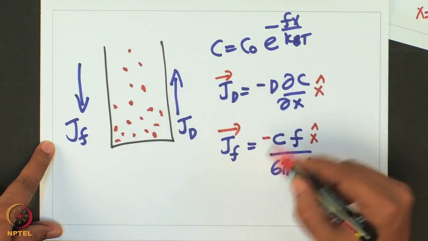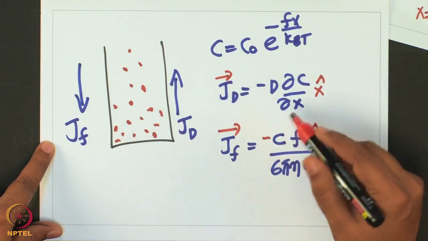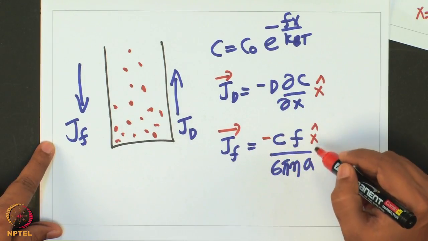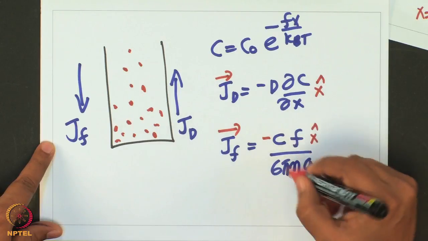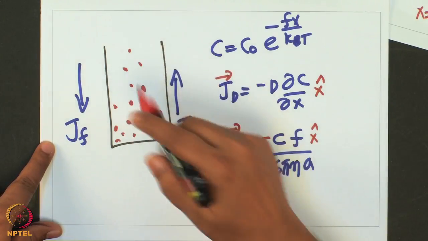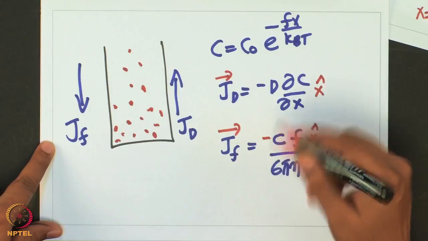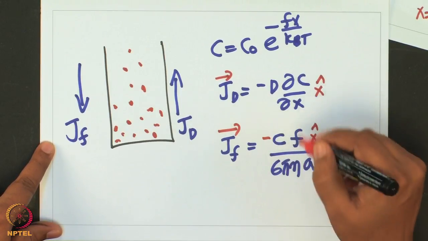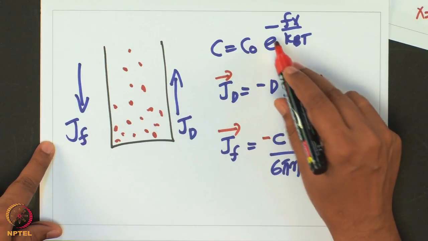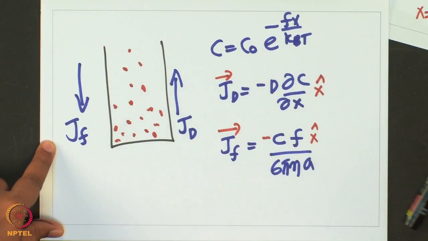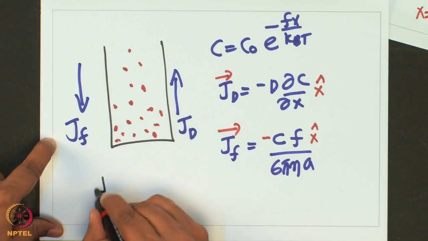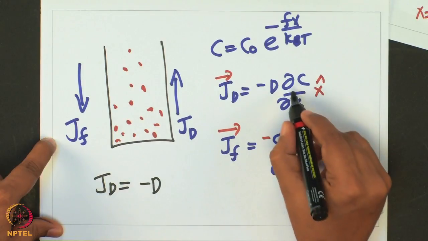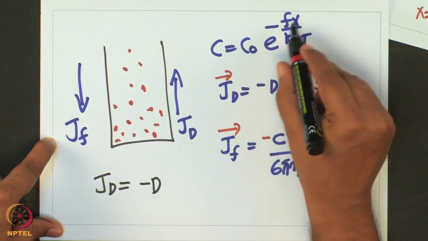Whenever their magnitudes are equal, that is, this magnitude is equal to this magnitude, this flow will balance. So when these flows balance with each other, what will we get? Let us equate these two flows. If you substitute this C here, we can show that Jd will be equal to minus D del C by del x. So C is this.